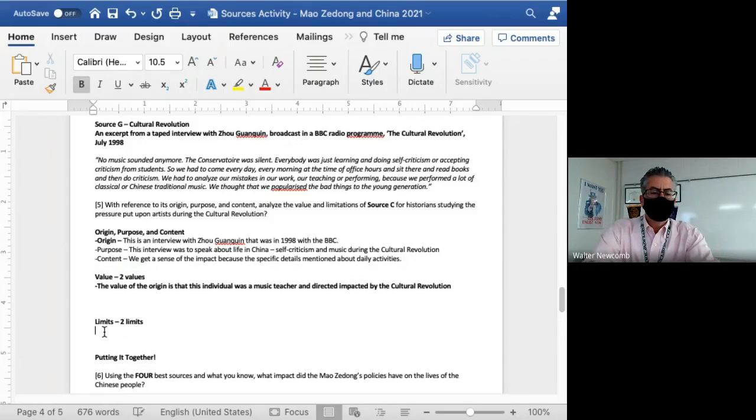How can that be a limit? So by saying he has a bias and it's taken away, does it seem like he's willing to speak out because he might have a motive of some sort? Okay. All right. So that is the limit.